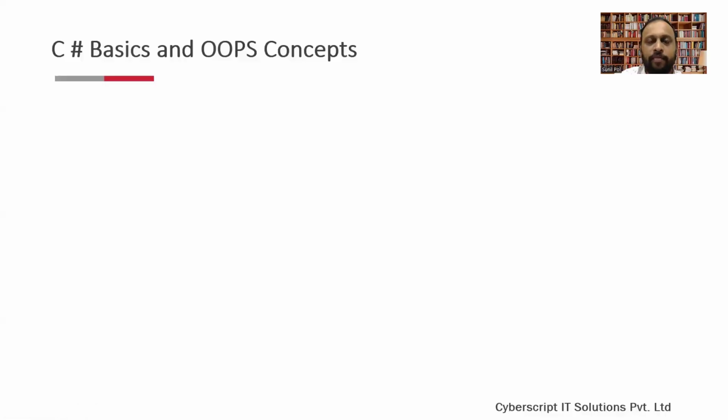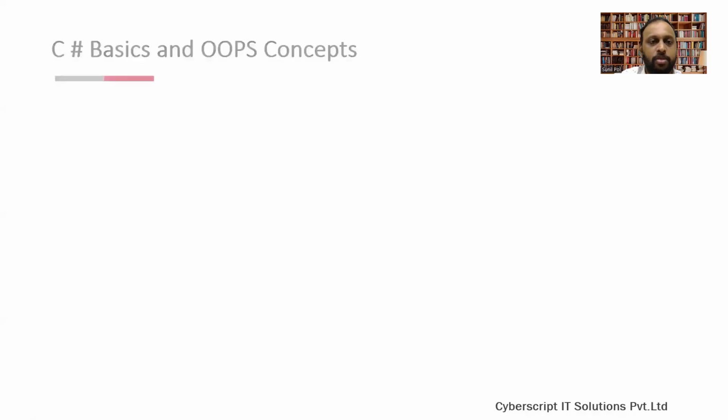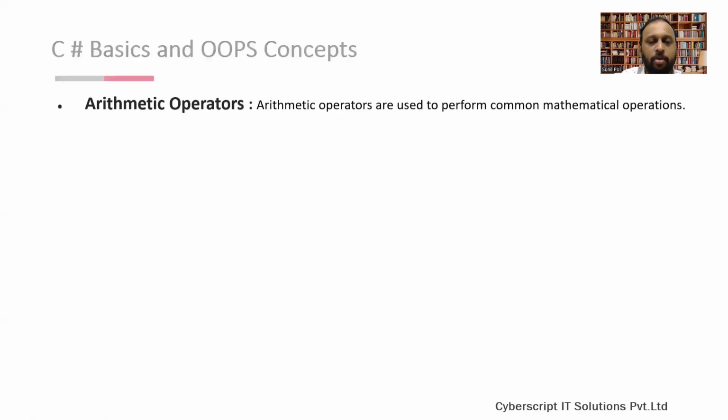In the C# programming language, there are different types of operators. So let's discuss them one by one. The first one is arithmetic operators. The second one is assignment operators, then comparison operators, and logical operators. Now we are going to discuss arithmetic operators.